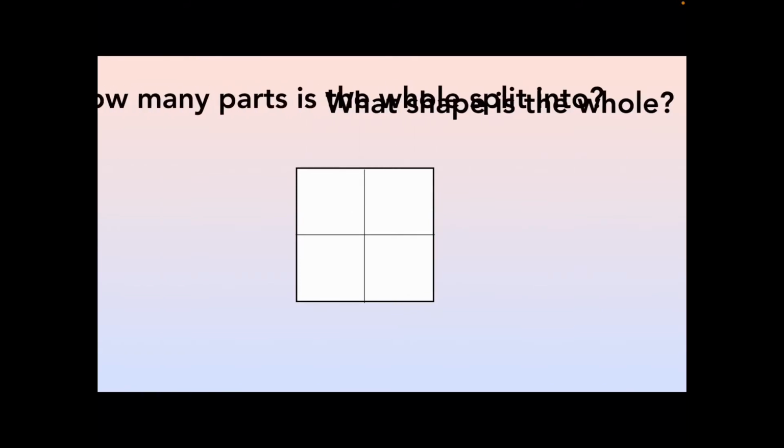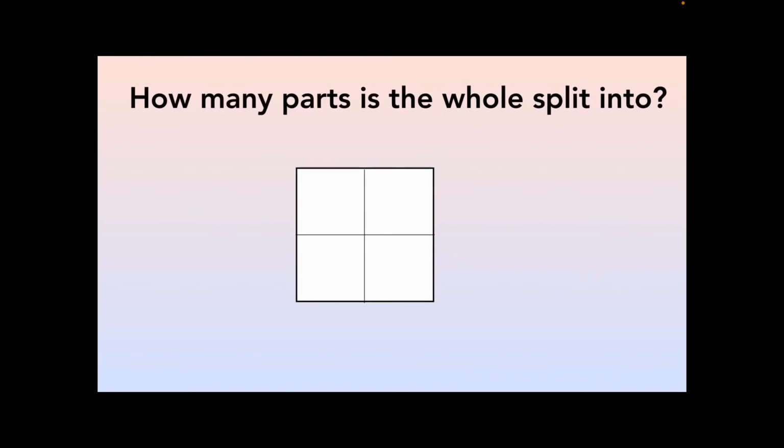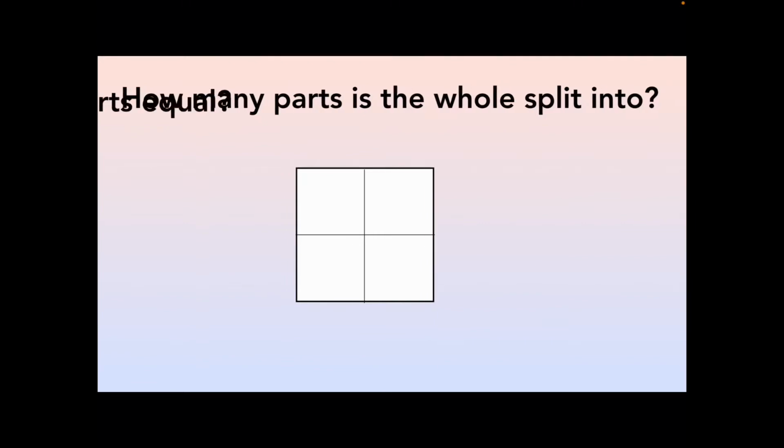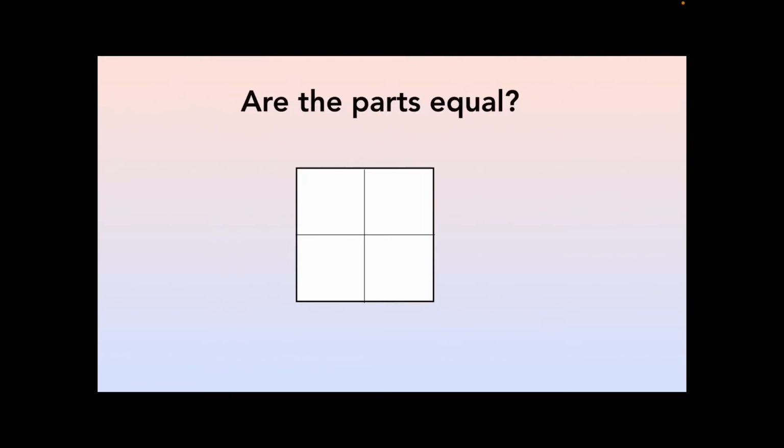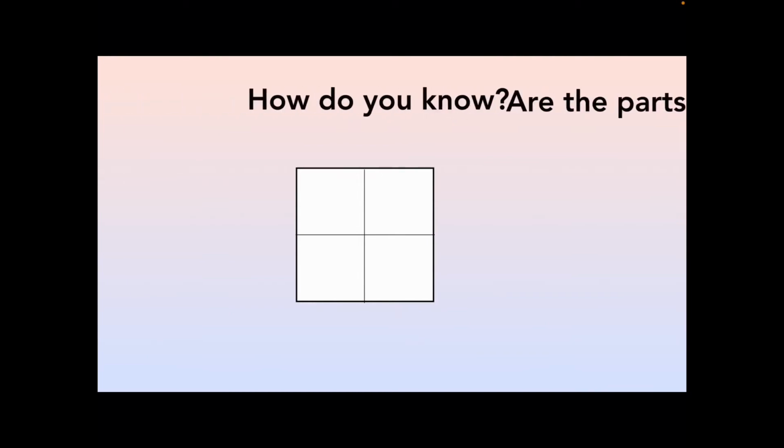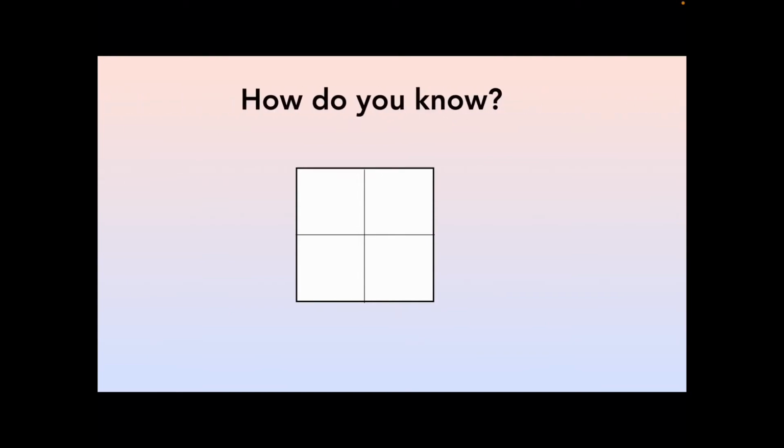And then we can ask, how many parts did we split the whole into? That's right, we've got 4 parts. 1, 2, 3, 4. We split them into. And then the next question is, are the parts equal? Are those equal parts? And the final question is, if you said yes to that, how do you know that they are equal? How do you know?